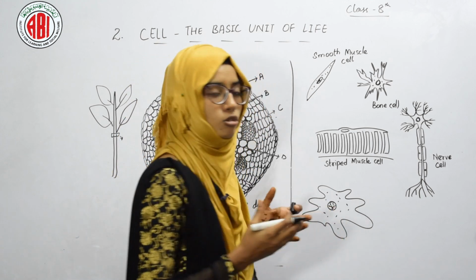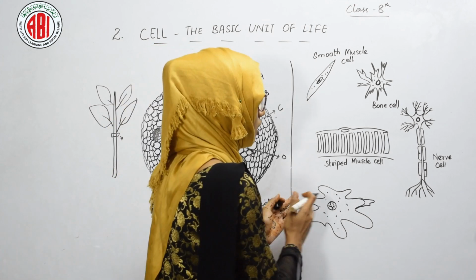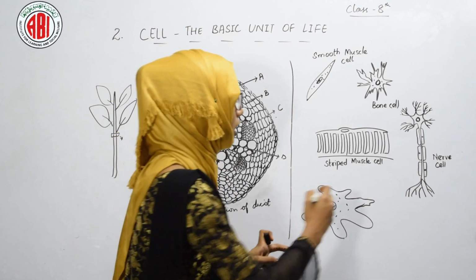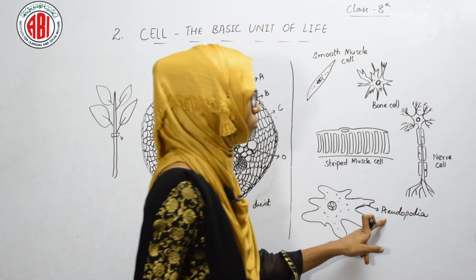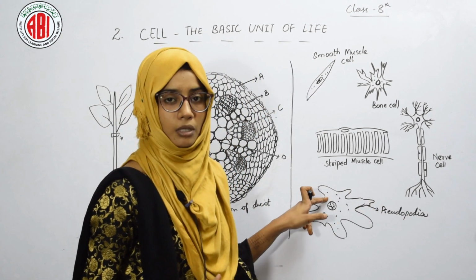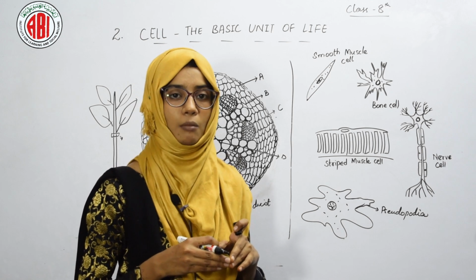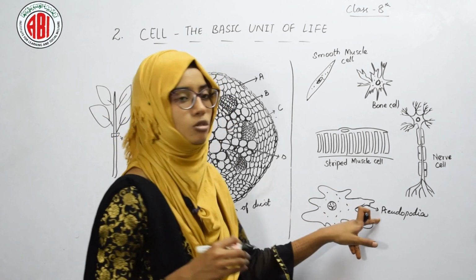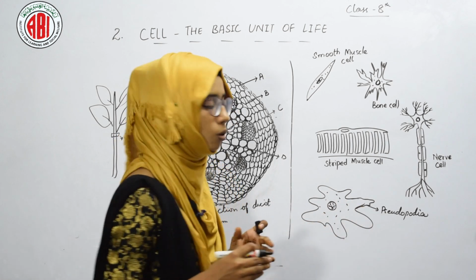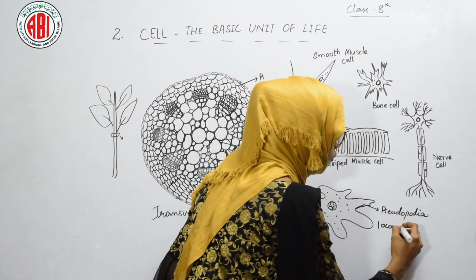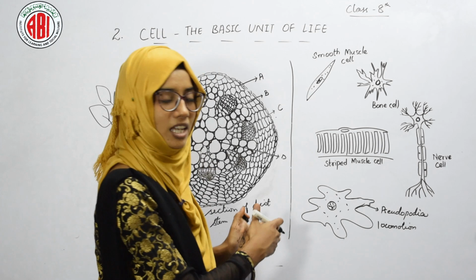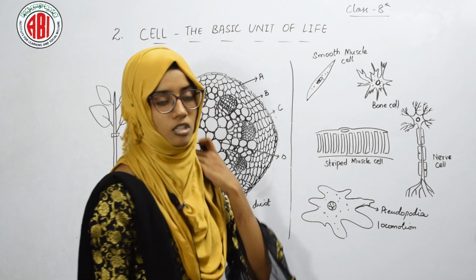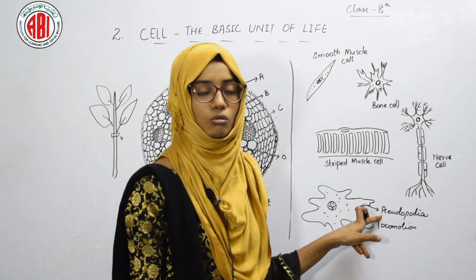When amoeba has to take in food material, it shows the extension of its cell membrane. When the cell membrane extends, it is called pseudopodia. Pseudopodia means false feet. So amoeba shows some extensions of the cell membrane to take the food into its body, and it also forms pseudopodia to show locomotion. Locomotion is the movement of its body. So when amoeba has to move from one place to another, that means when it has to perform locomotion, it shows the extension of the cell membrane, that is called pseudopodia.